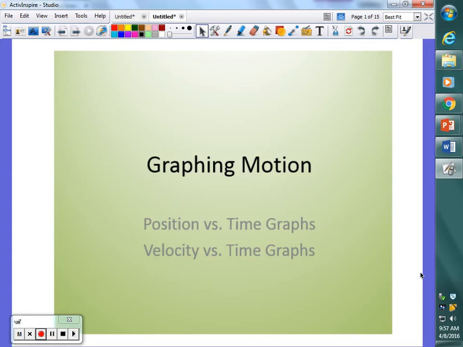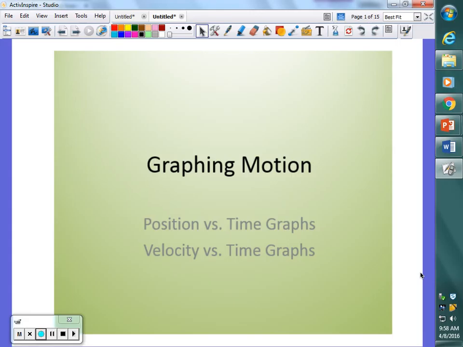There are 4 things that we would like to know about an object in order to describe its motion. 4 questions that we want answered. So, what's the first question that we want answered in describing the motion of an object? Where is it, right? Or what's its position, right? So the answer to that question is position, right?